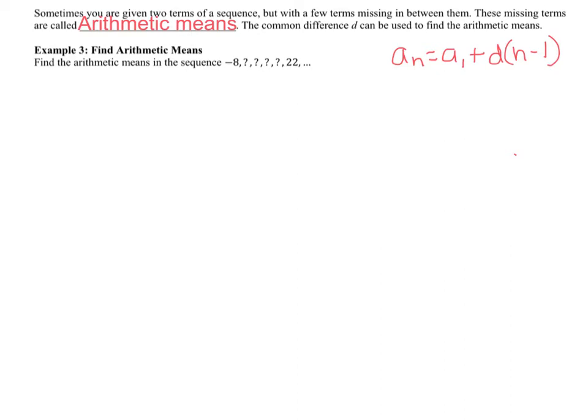So we want to go ahead and start off with our formula, plugging in the things that we know. We know that a sub 1 is equal to negative 8. And then the only other piece of information that they gave us was this 22. And if we count, we know that 22 is the first, second, third, fourth, fifth, sixth term. So we know that a sub 6 is equal to 22. That's the only information that we've been given.